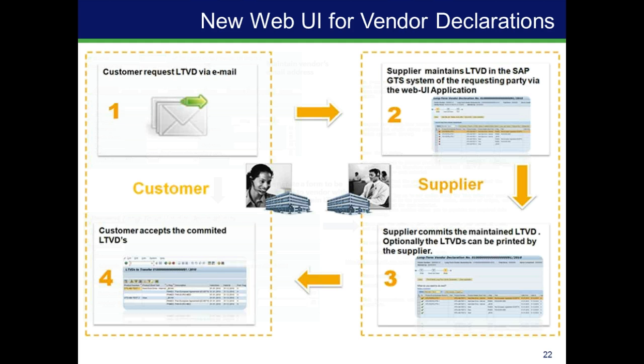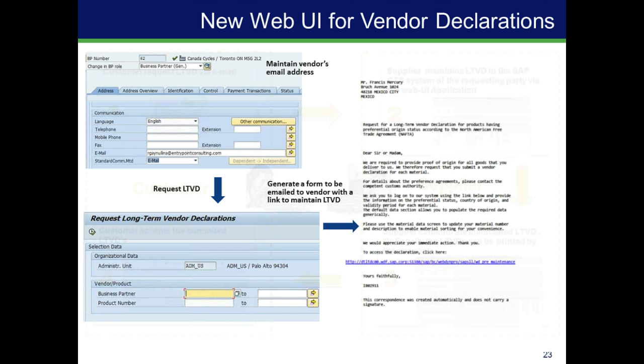As you can see here, the web user interface looks very much like the standard GUI for long-term vendor declarations, and can generate a form to be emailed to the vendor with a link to maintain the vendor declaration. You'll need to ensure that if you're sending out emails from the system, then each of those email addresses will need to be maintained in the business partner records for those vendors.